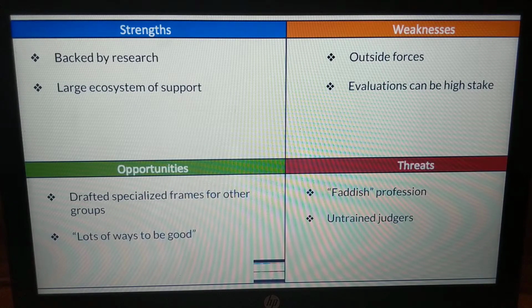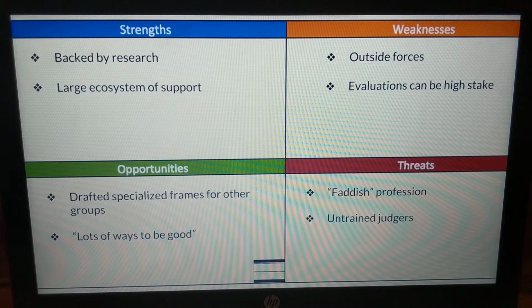For weaknesses, even if you are an exemplary teacher, there are still many outside factors that impact student learning. So even if you have the most engaging lesson, it can be nearly impossible for some students to learn on a daily basis. In addition, evaluations can create an extreme amount of stress and work if the evaluations are high stakes.